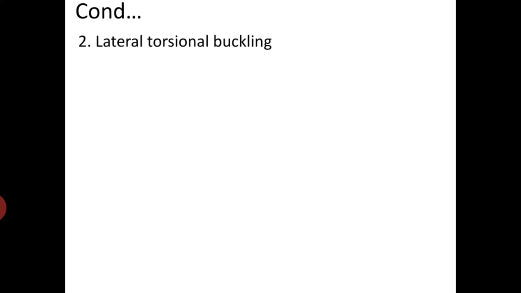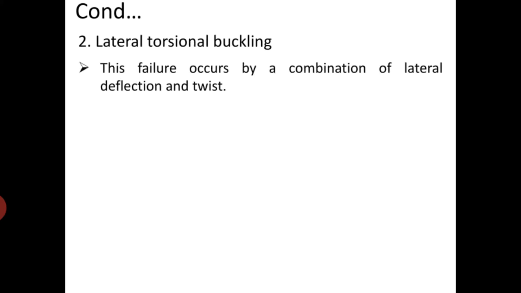The next failure is lateral torsional buckling. What do we mean by lateral torsional buckling? This failure occurs by a combination of lateral deflection and twist. You can look at this beam. This shows the beam before buckling, and this shows it after buckling. Lateral buckling means the deflection of the beam sideward, and along with the deflection, it may also twist. That is called lateral torsional buckling.